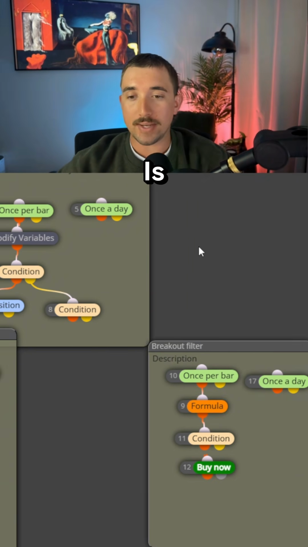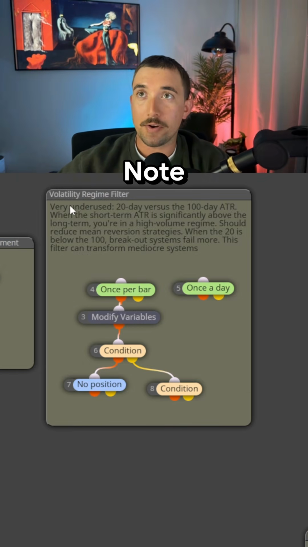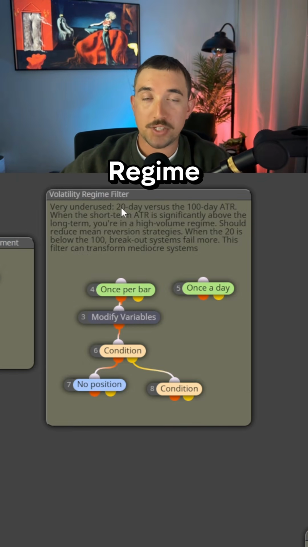Now, the third and final one is a recent discovery that I've been using, and I've written a note up here for you to understand it. It's the volatility regime filter. Now, very underused.